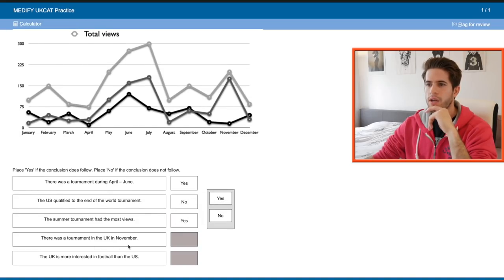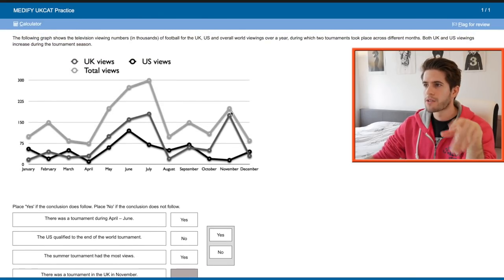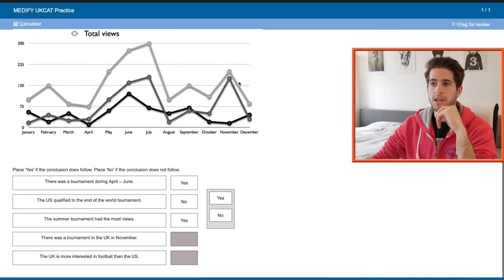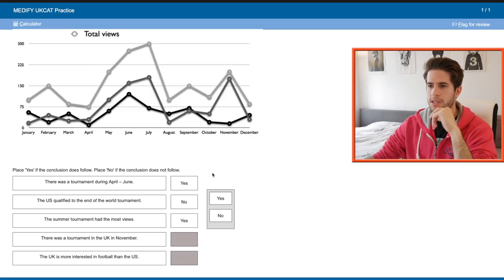There was a tournament in the UK in November. Yes, because it says both UK and US viewings increased during the tournament season, and we can see an increase in views during the tournament season, so that's a yes.